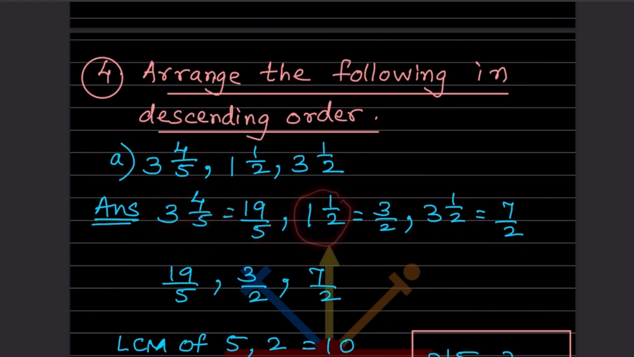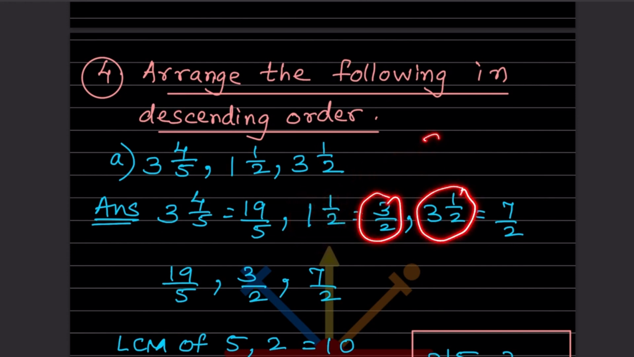Again, one integer 1 by 2. So here 2 times 1 is 2, 2 plus 1 will be 3, and the denominator stays as it is. We have seen this in the previous one, how to do the mixed fraction. So this will be 3 by 2.